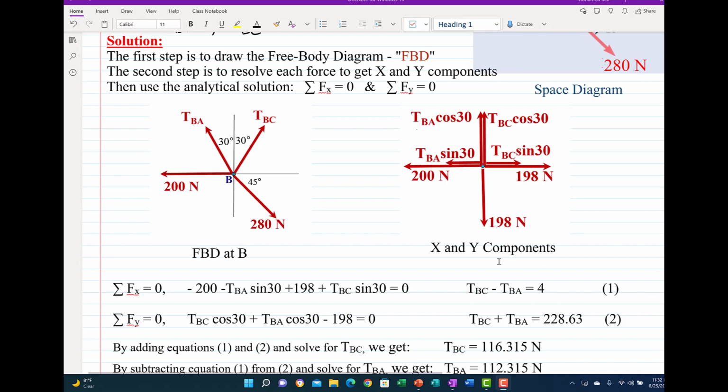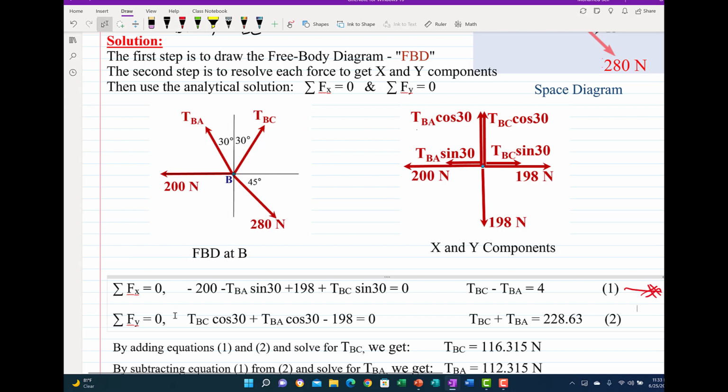And we're going to use this equation for what? To solve for TBC and TBA. So this is the first relationship between TBC and TBA. The next one is sigma forces in the Y direction equal to 0. I have 3 forces: TBC cosine 30 and TBA cosine 30, both of them positive, minus 198 going down, negative, equal to 0. So from here, I move 198 to the other side and divide by cosine 30, and you have TBC plus TBA equal to this number.